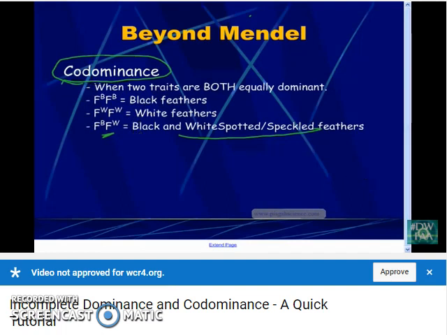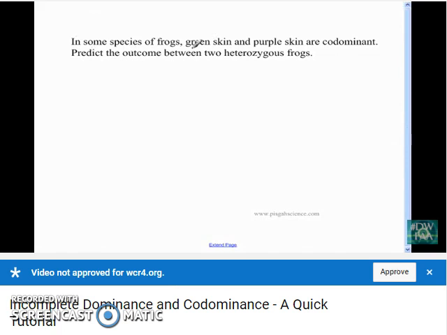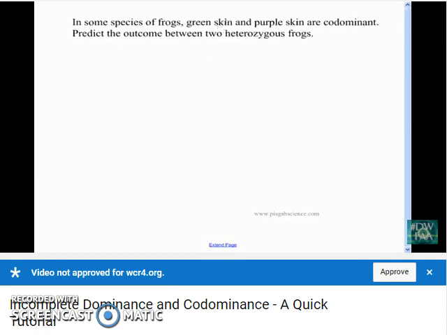So let's look at a problem using these. In some species of frogs, green skin and purple skin are codominant. Predict the outcome between two heterozygous frogs. Once again, first thing you need to do is make your key. So I'm going to start off by doing, since we're dealing with frogs, I'm going to use F, and then green skin, I'm just going to use a G. Again, make sure you're writing this down. So FG is going to be green skin, and then these frogs have purple skin.